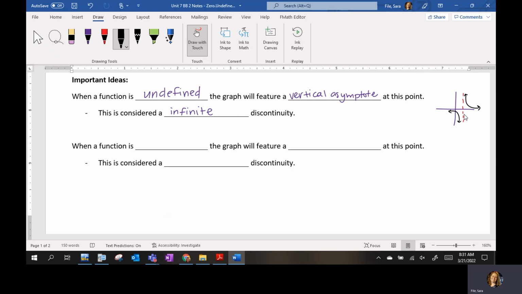All right. Now, when a function is indeterminate, this is what we're going to call a hole. There will be a hole in the graph. It will be a discontinuity. There will be a break in our domain as we read the graph left to right. But it's not going to be an asymptote. It's going to be a hole.